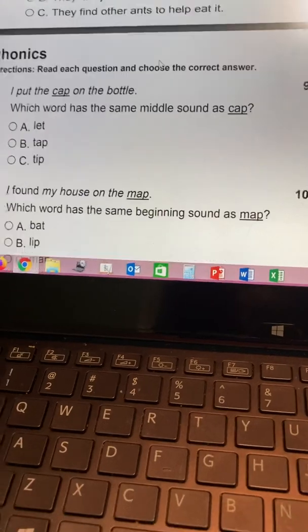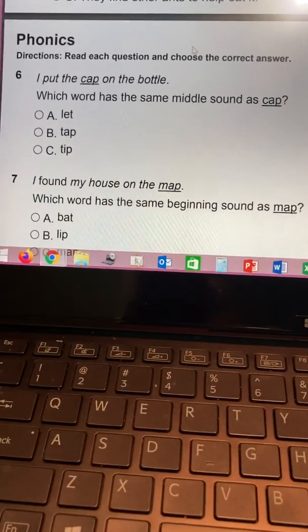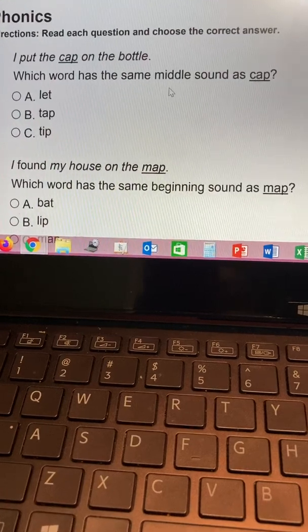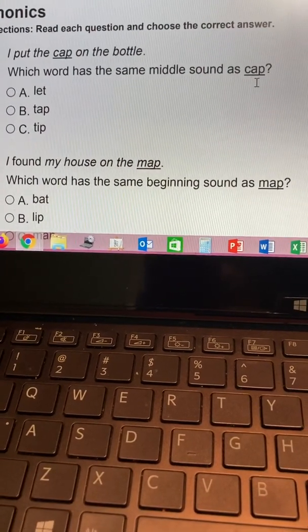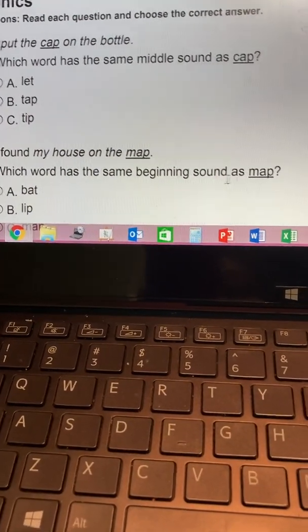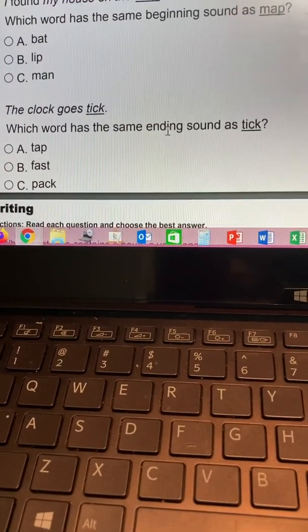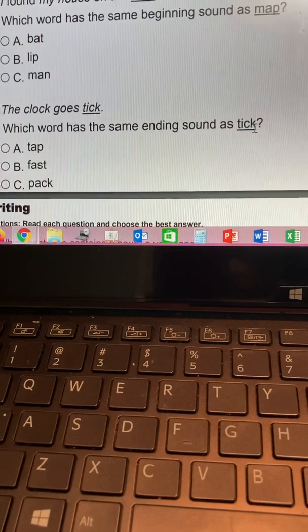The second assignment, phonics. Make sure you read each question carefully because it's asking you for some sounds. The middle sound of the underlined word here, the beginning sound of the underlined word here. So read your instructions carefully. And the ending sound of this word right here.